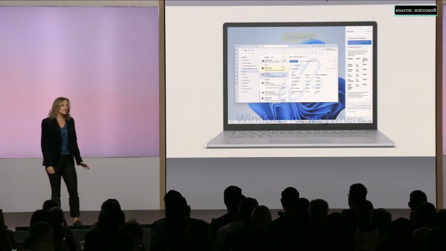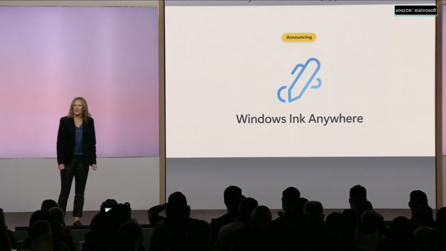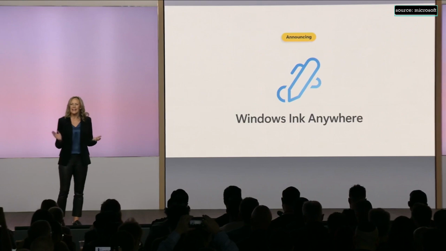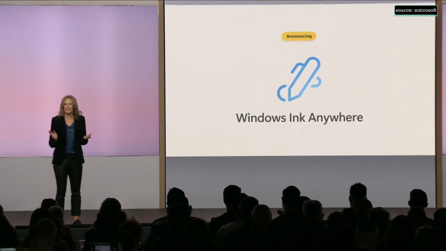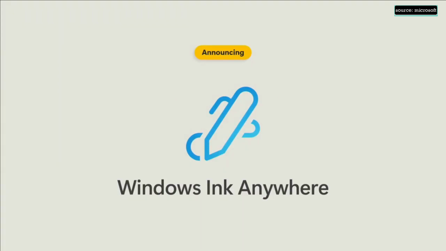Next, we're excited to share a brand new feature coming to Windows, Ink Anywhere, which means you can use your pen to ink in any text box anywhere in Windows 11. Let me show you how the pen and the power of Copilot come together to complete a task. Let's use a simple example.